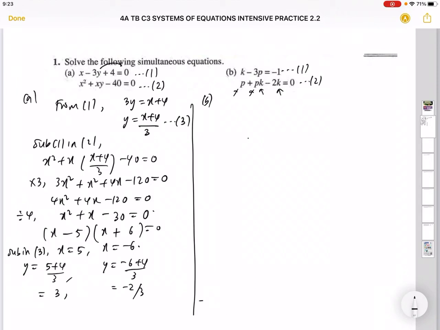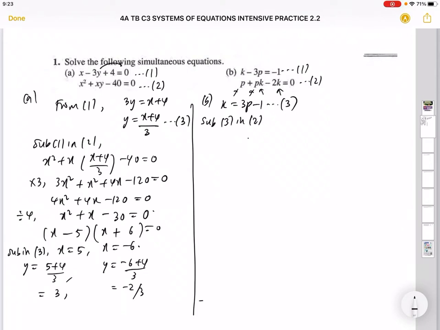So it would be better to make k the subject, so that I would have avoided fractions, because I would have an equal number of substitutions to make. Whether I make k the subject or p the subject, I will still have to substitute twice. So I'm going to make k the subject, and I'm going to sub 3 in 2.